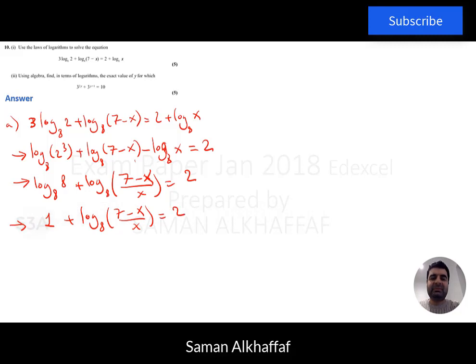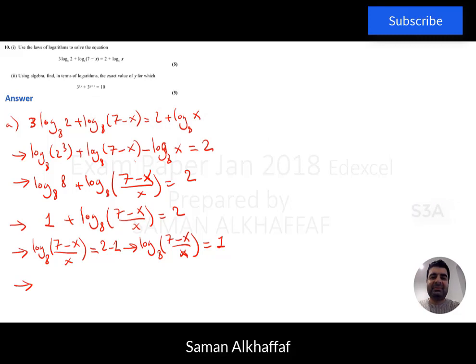So the next step will be moving the 1 to the other side, so we take 1 away from 2. That will give us log_8 of (7 minus x) over x equals 2 take away 1, which is 1. So that will simplify when we have log_8 on one side and we take the log of the other side.